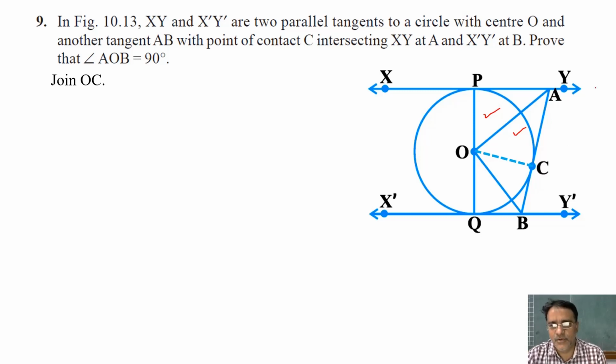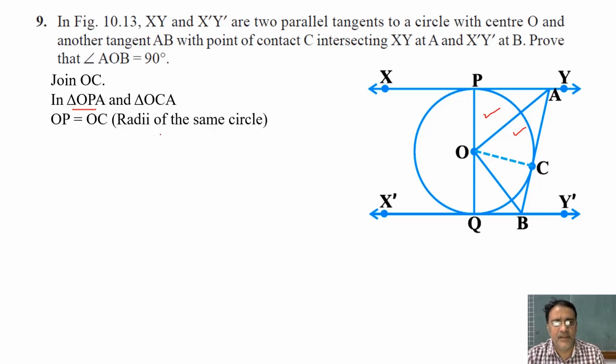Okay, so we will start with these two triangles first. OP is equals to OC, radii of the circle, common to the two triangles. What about these two sides?